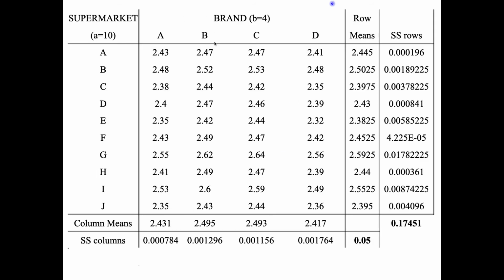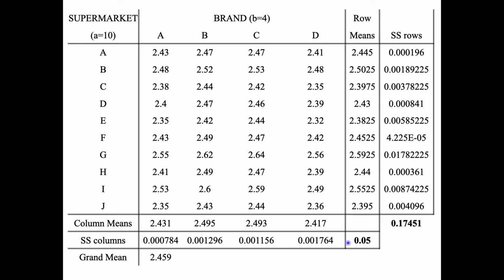So you do the same thing with the row means. Row mean minus the grand mean squared is this number. Row mean minus grand mean squared is this number. Add all of those up, and you would multiply that sum times 4 because these row means are the averages of 4 different brands.